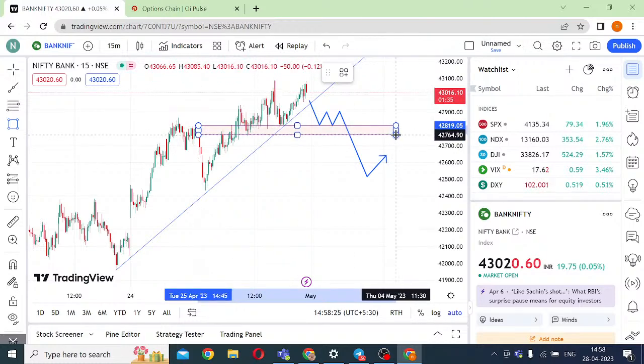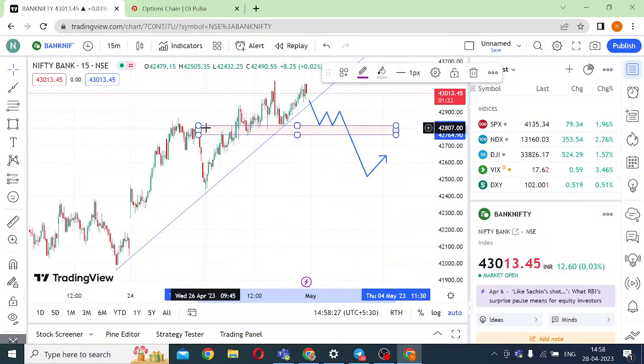The reason is this level, which was a breakout earlier. There was a sweep candle. It came down, but it came up again. So this becomes my flip zone.